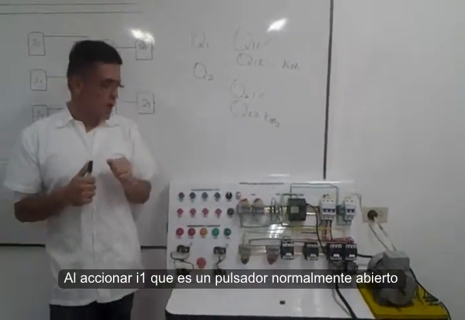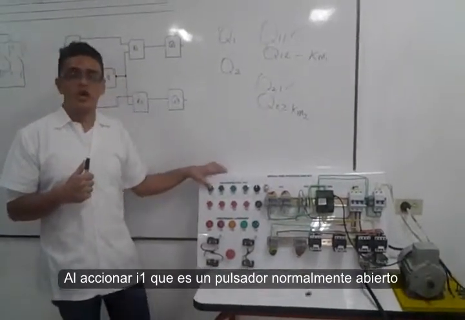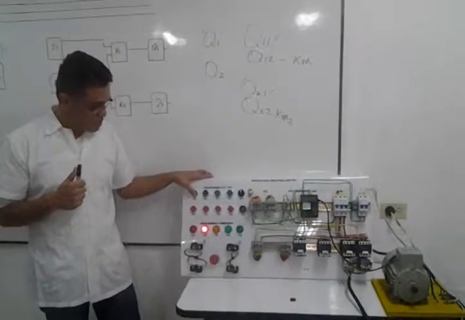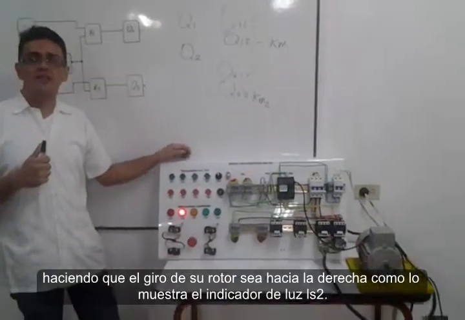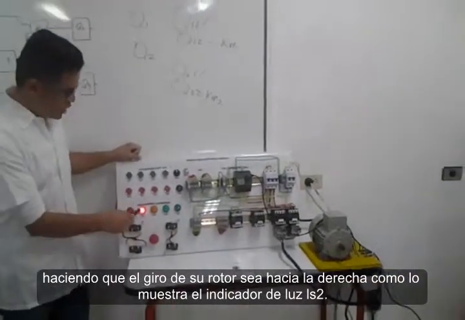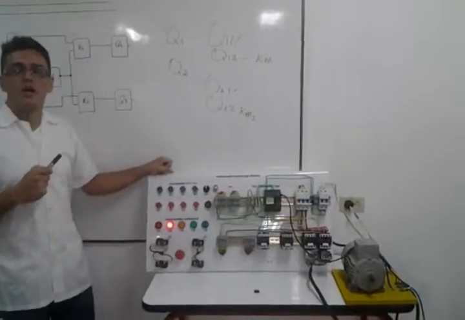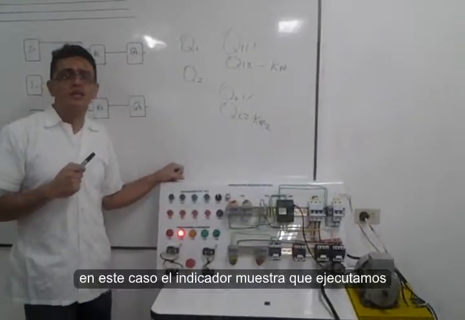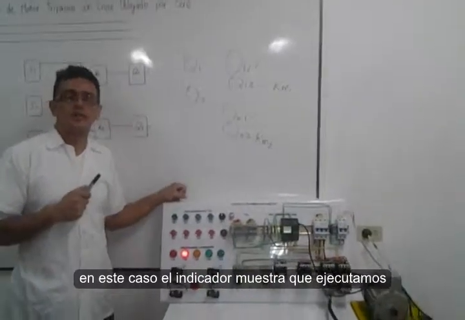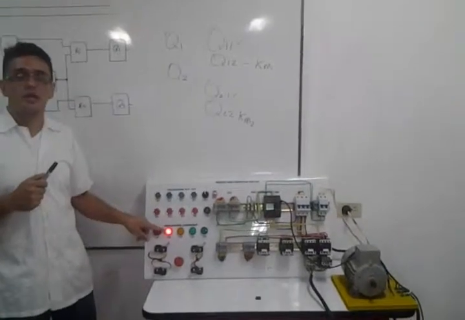Okay, to operate, in this case, I want a normally open push button. We start the motor, and the rotor turns to the right. So it shows that it goes to the right. Alright, in this case the indicator shows that we are doing that, on the right, as the light indicator LS2 is showing.